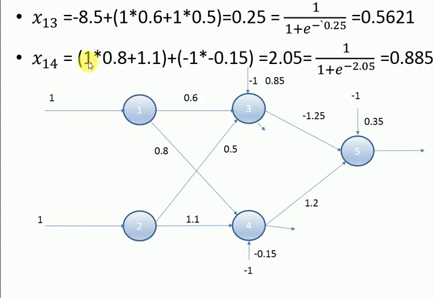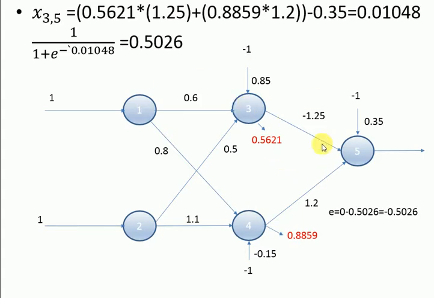Then for unit 4: 1 into 0.8 plus 1.1 into 1, plus minus 1 into minus 0.15, so it is equal to 2.05. That is 1 over 1 plus e power of minus 2.05, which is equal to 0.8859. So we calculate 0.5621 and 0.8859.